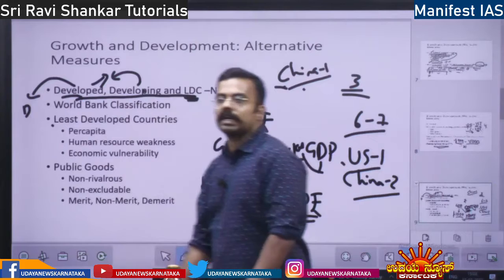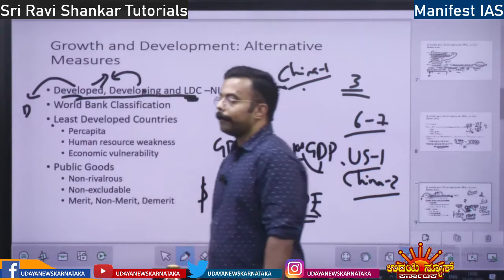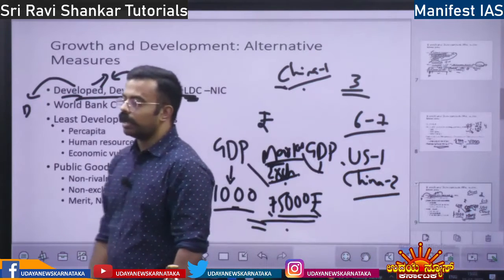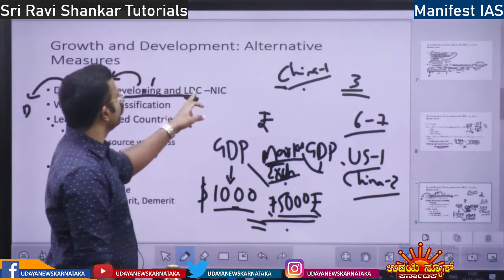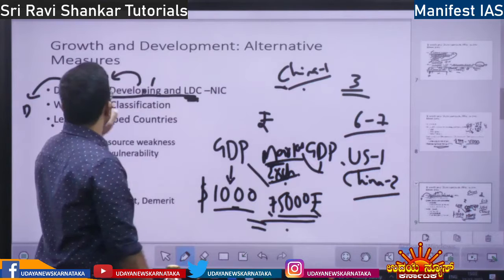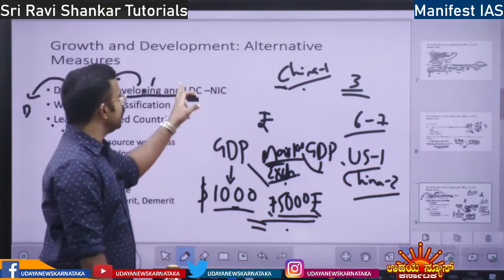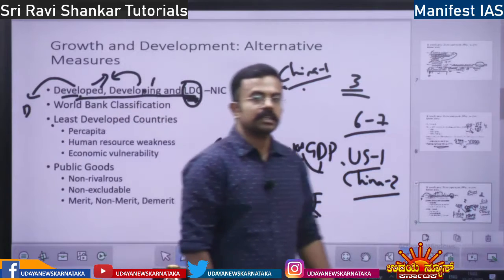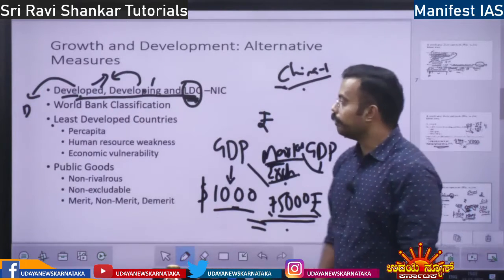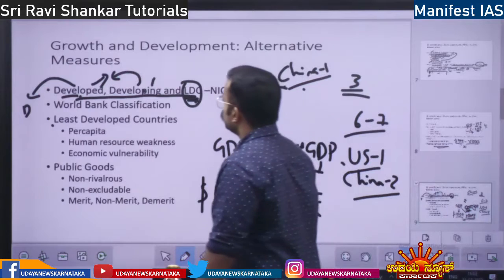India is a developing country. India, China, Russia, these countries are developing countries. They are moving from least developed to developed country. And for least developed, you can give the example of African countries which are not yet developed.